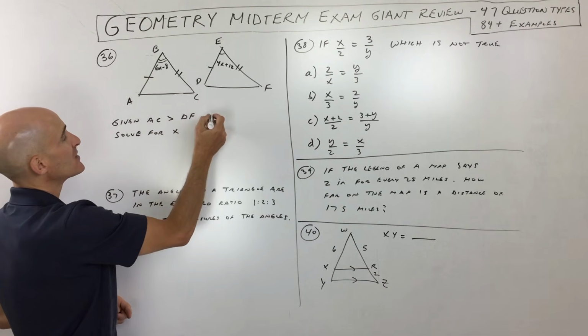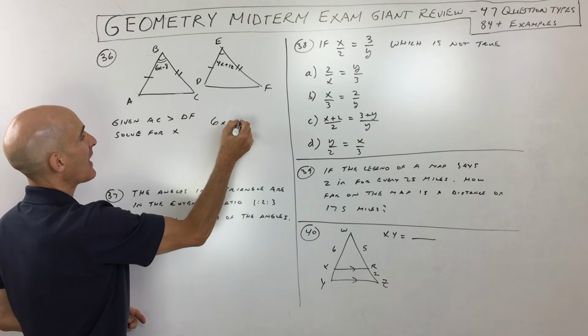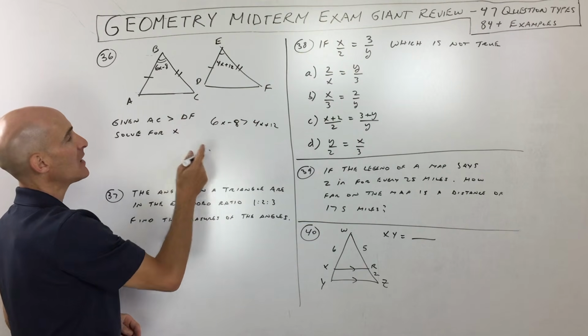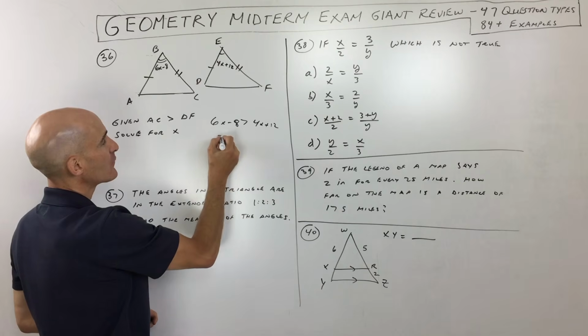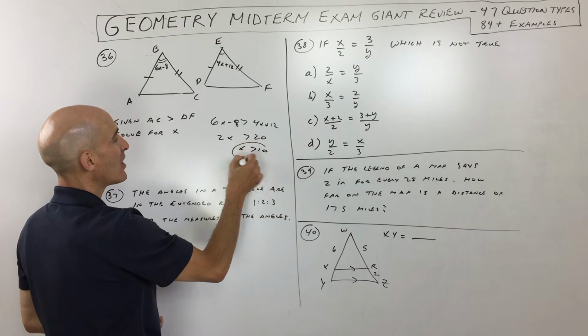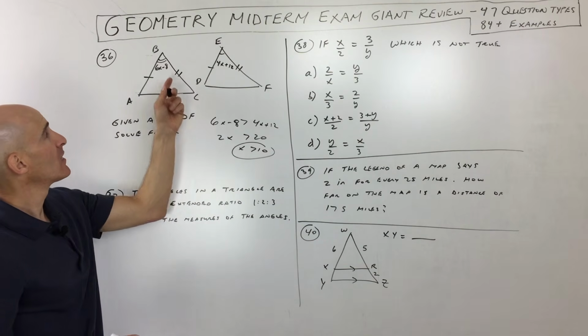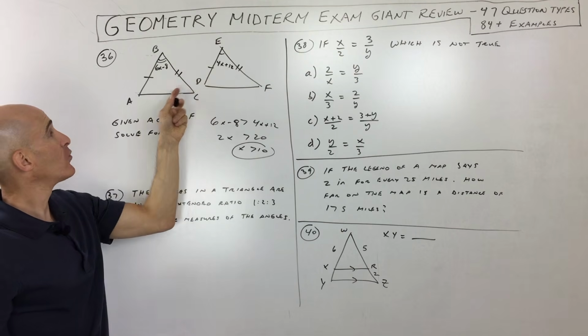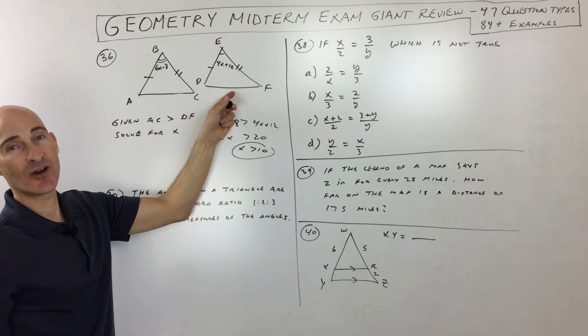So basically, we know that 6x minus 8 has to be greater than 4x plus 12. So all we have to do now is solve this. I'll subtract 4x from both sides. I'm going to add 8 to both sides, divide by 2. As long as x is greater than 10, we know that this angle is going to be larger than this angle, which means that this side is going to be longer than this side.